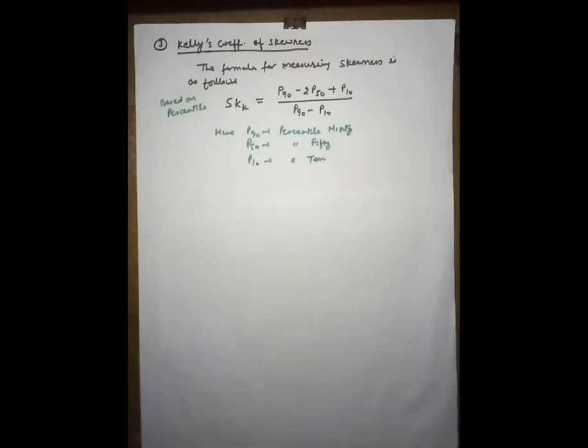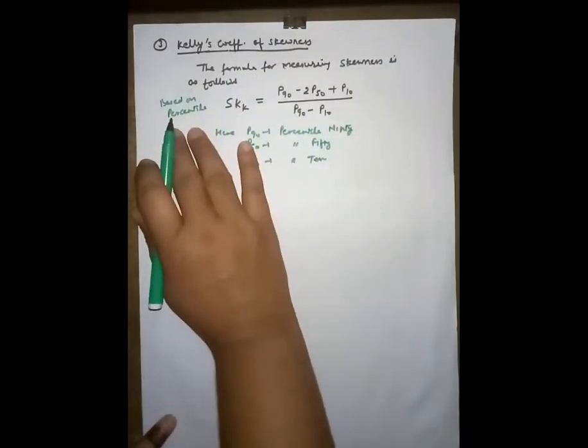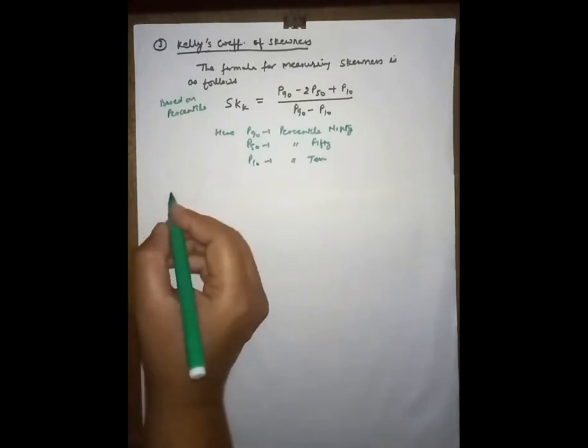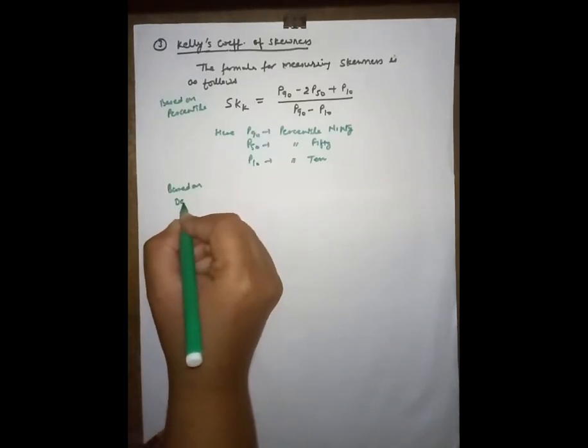Similarly, based on deciles, because Kelly gives the formula based on percentiles and deciles. So now the second one is based on deciles.